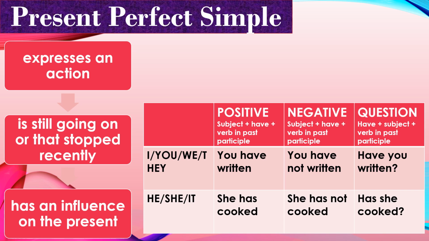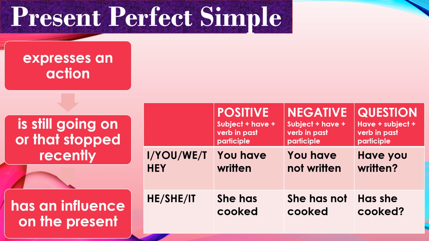Present perfect simple. The present perfect simple expresses an action that is still going on or that stopped recently, but has an influence on the present. It puts emphasis on the result. How to form the present perfect simple? For regular verbs, use the participle form. For regular verbs, we just add ed.